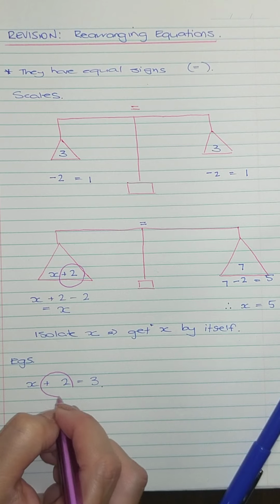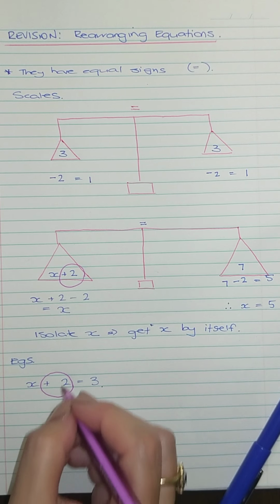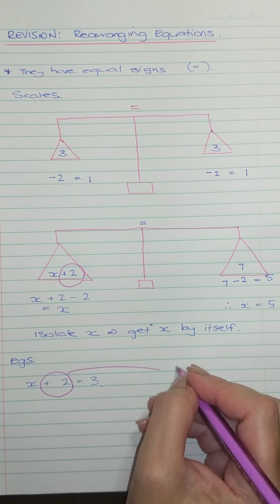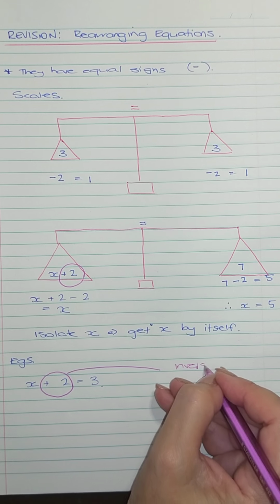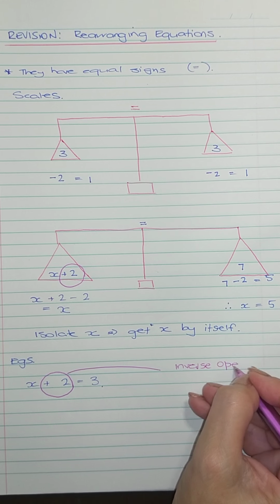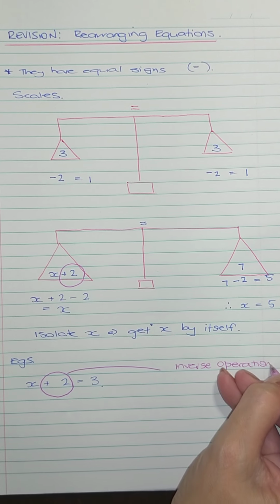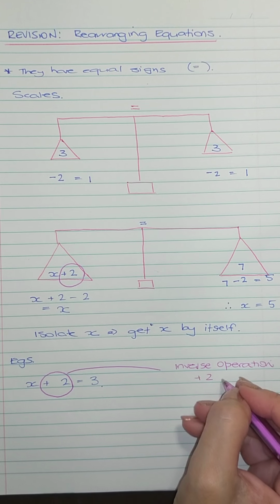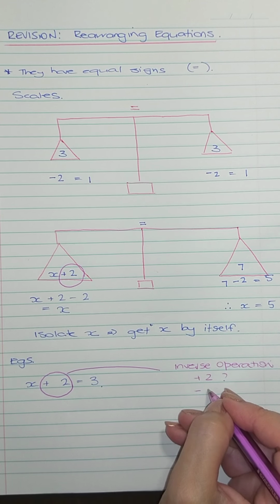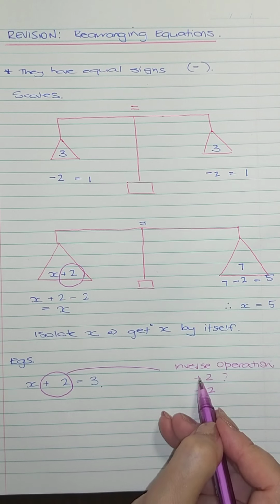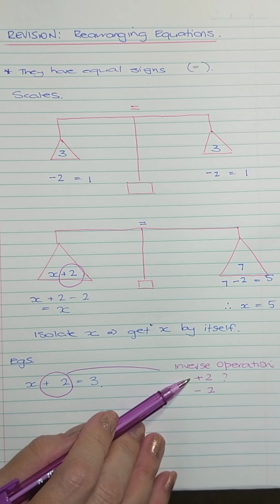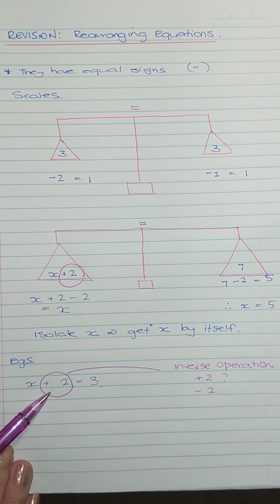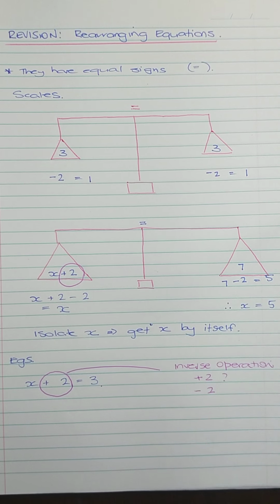Right, the plus goes with the 2. And in order to do that, we have to think about what is the inverse operation of plus 2? Well, it's minus 2, okay? The inverse of plus, or the opposite of plus, is minus. So let's take 2 from this side of the equation.